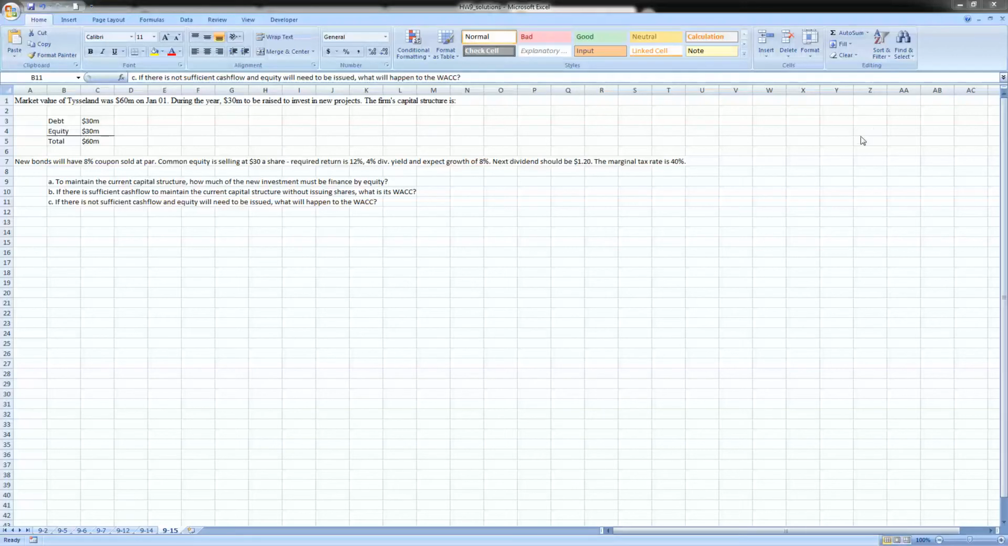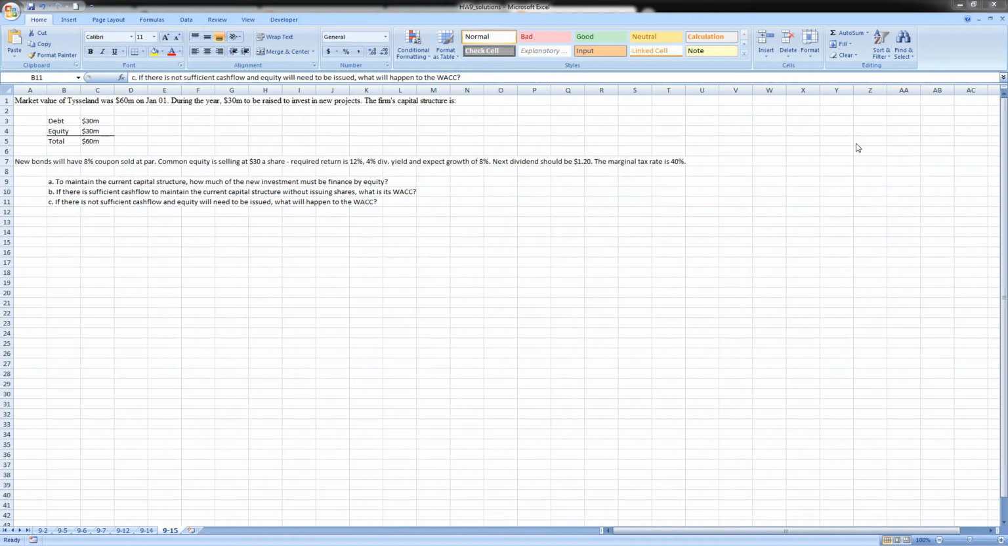The market value of Tisland was $60 million on January 1st. During the year, $30 million is to be raised to invest in new projects. The firm's capital structure is debt $30 million, equity $30 million, for a total of $60 million. Clearly, we can identify that the firm has 50% debt and 50% equity.